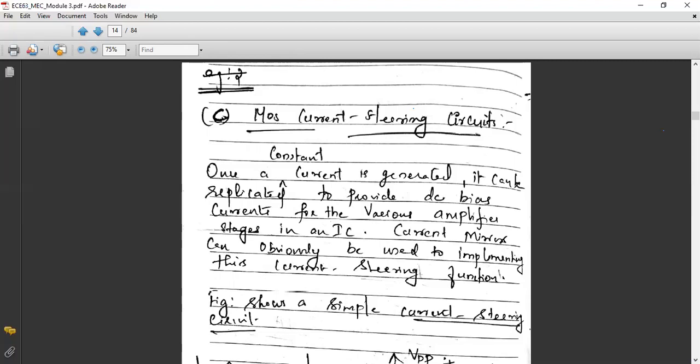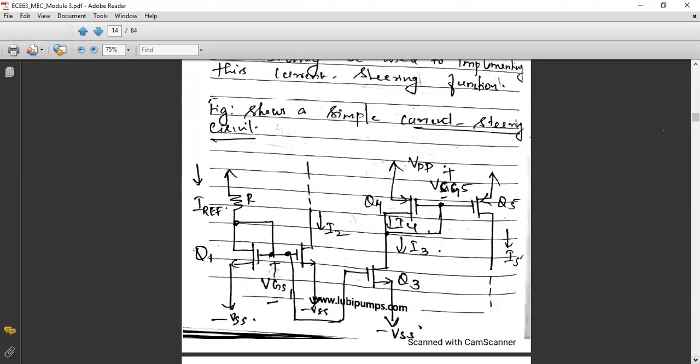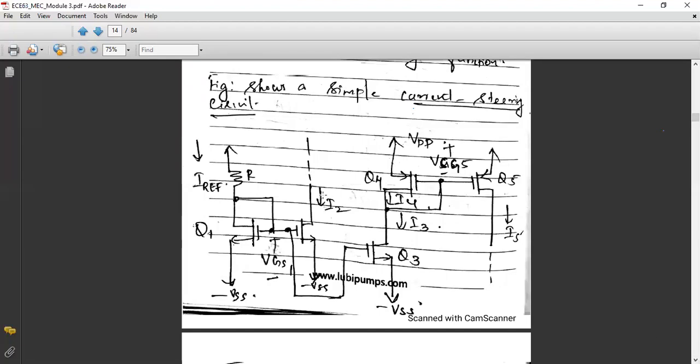So for this, you need a steering circuit. The intention of the current steering circuit is to steer the required amount of current from one part of the IC to another part of the IC. This is the current steering circuit shown in this figure. Here, as you can see, you have 5 transistors. The combination of these two transistors, Q1 and Q2, will form a current source. The first part, Q1 and Q2, forms the current source, and this will produce a current I2 based upon I reference.